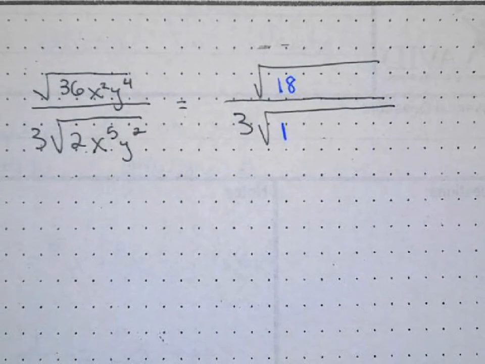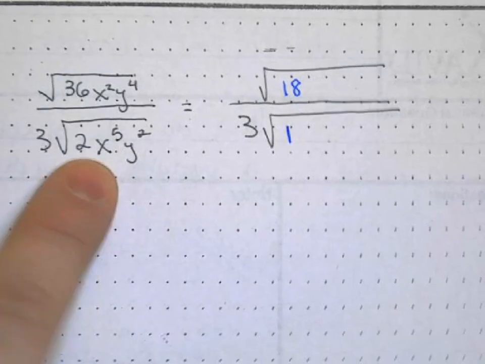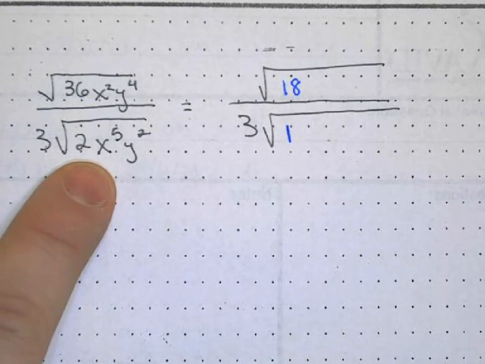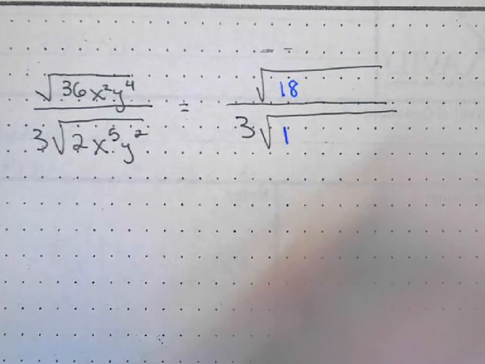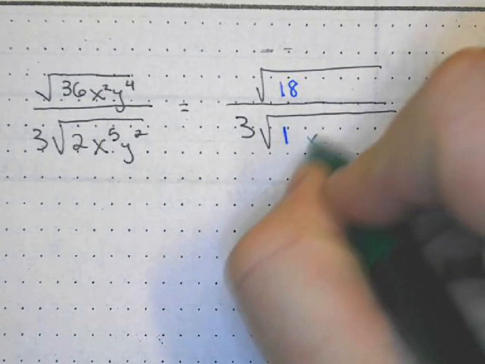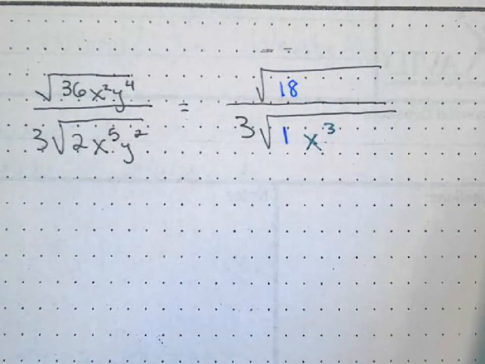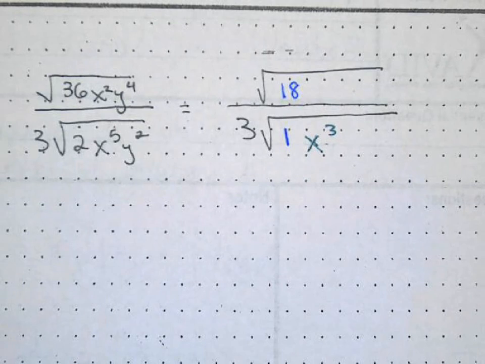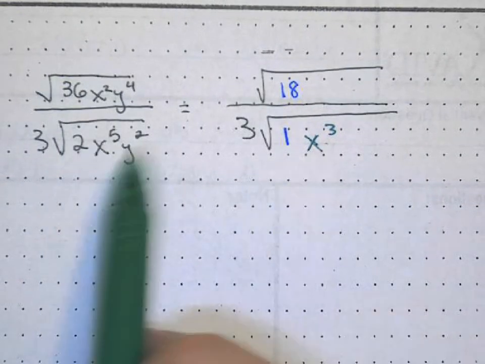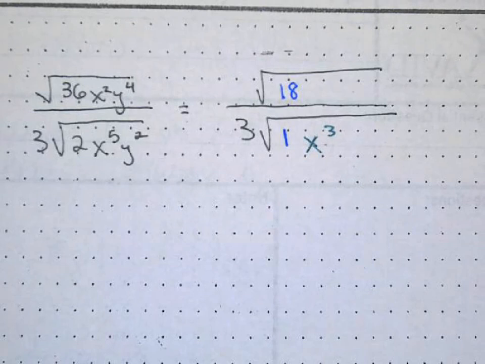Next, we'll simplify our x's. So I have division, so I'm going to subtract my exponents, and since there are more on the bottom, we will leave that on the denominator. So I'll have x to the 3rd power. 5 minus 2 is 3, and I had more x's in the denominator, so my x's stay in the denominator.